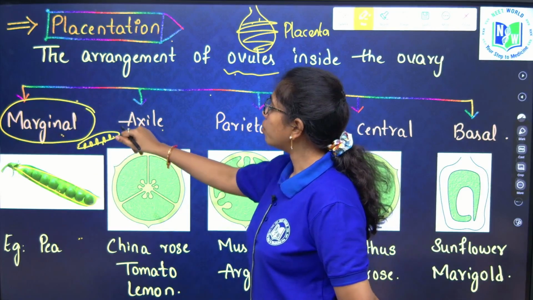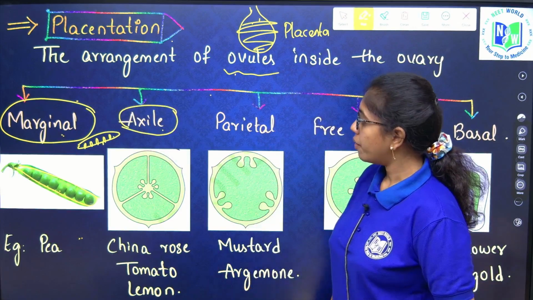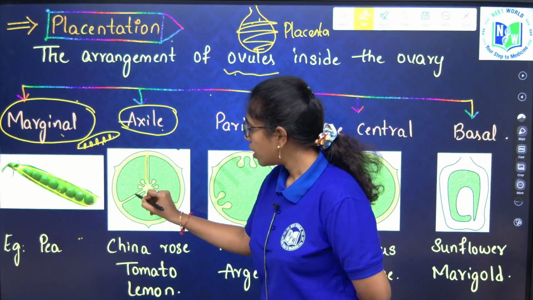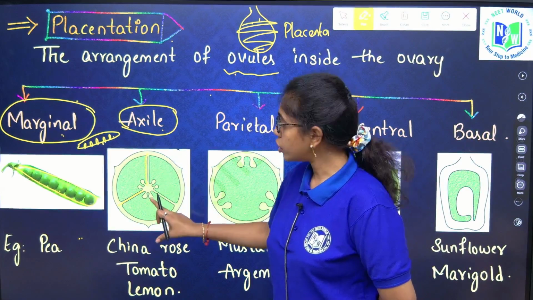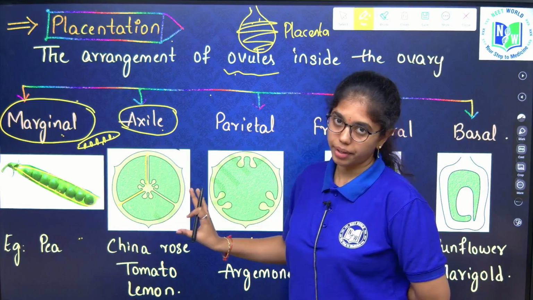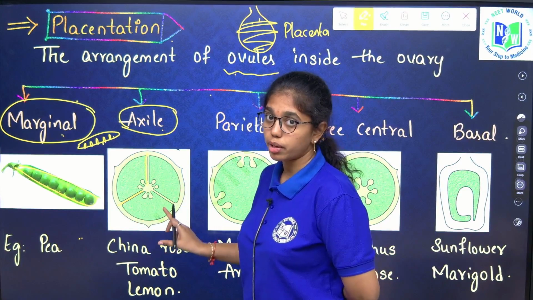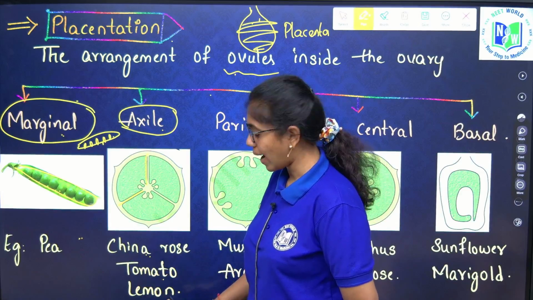If you look into axial placentation, the ovules are arranged in the locules, the chambers, which is called a multilocular ovary. For example, China rose, tomato and lemon.